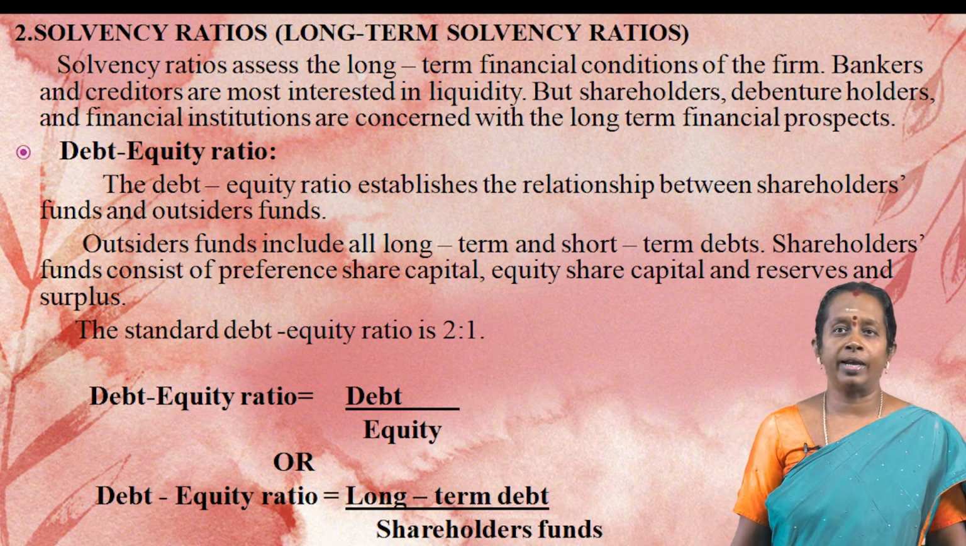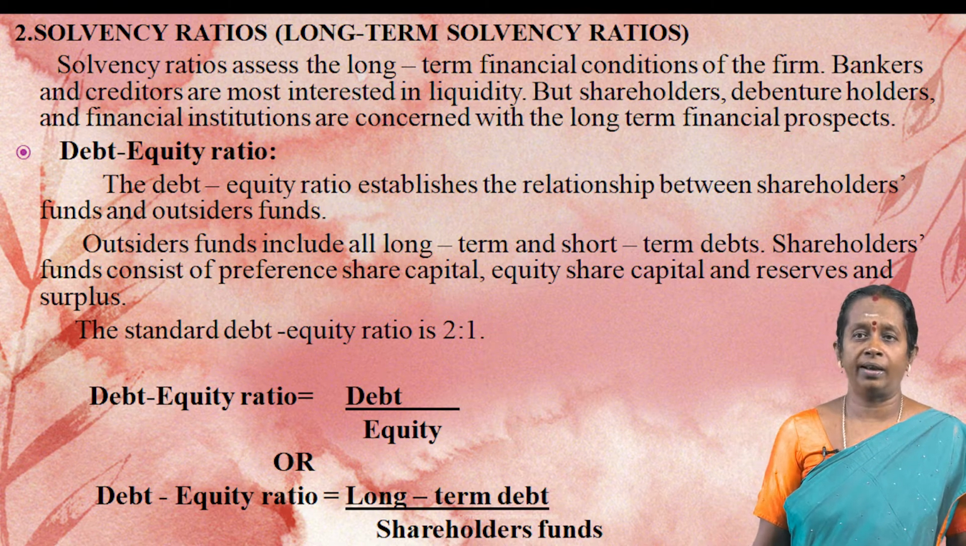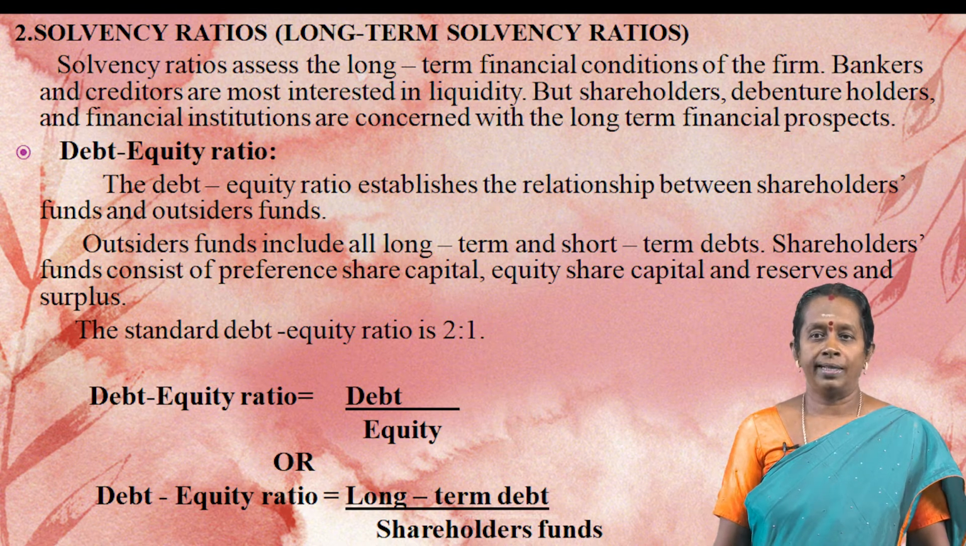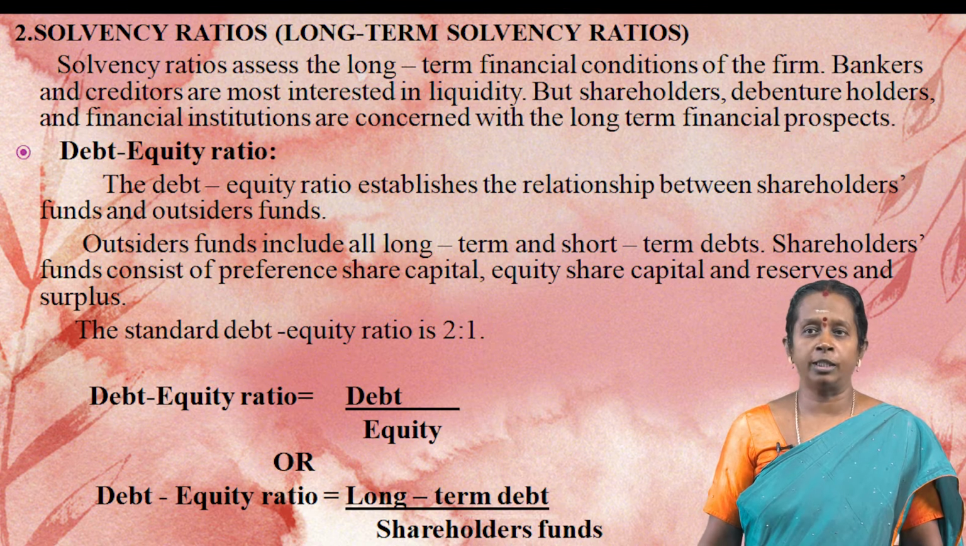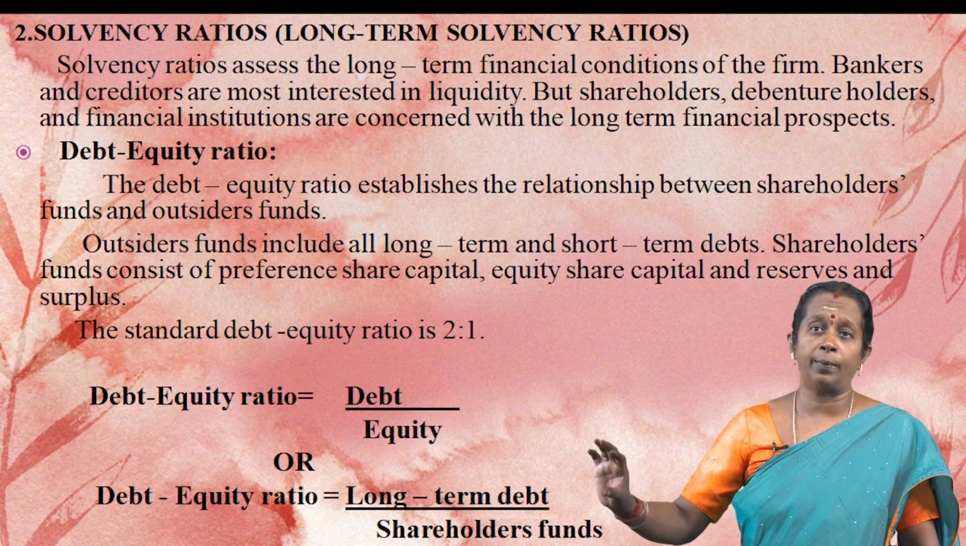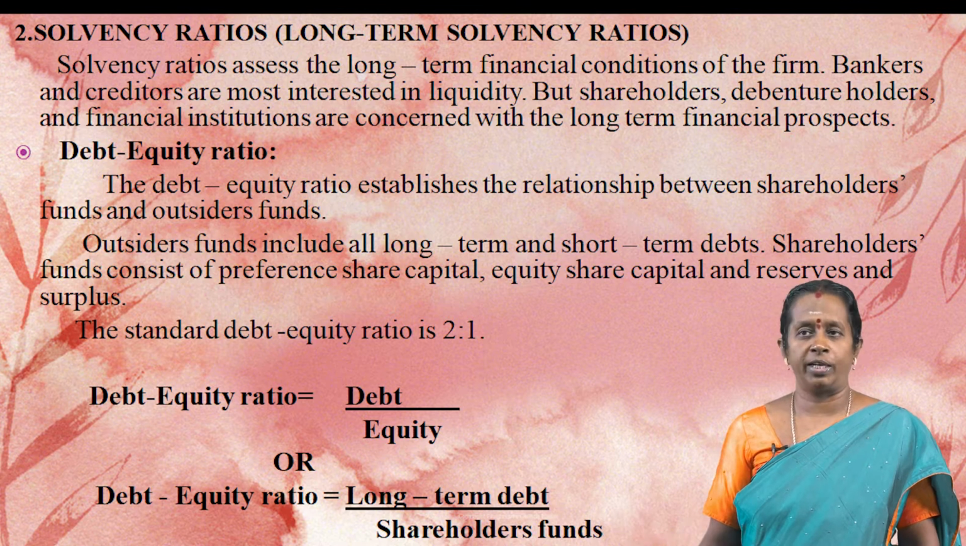The formula to find out the debt equity ratio is debt divided by equity, or long-term debt divided by shareholders funds. Here long-term debt refers to the fund which is related with the organization for a longer period of years, say more than 1 year.